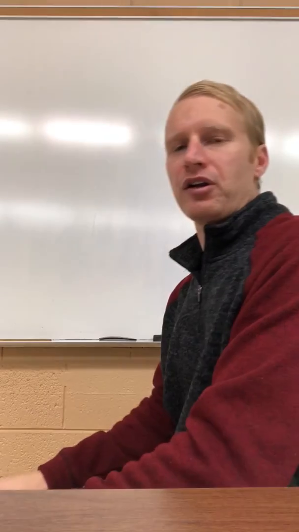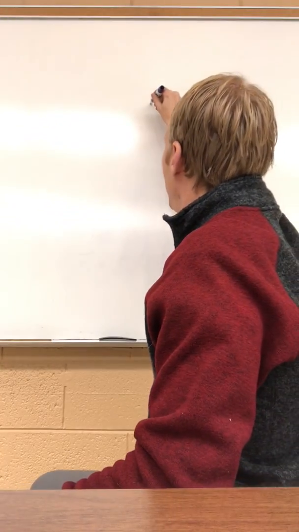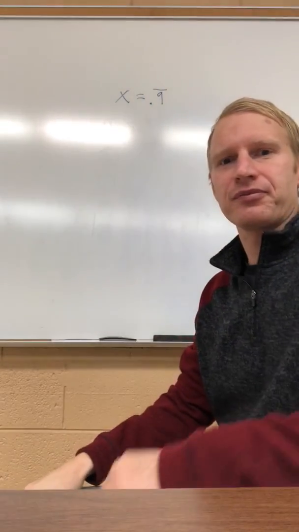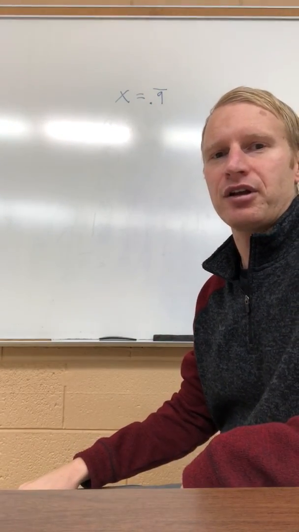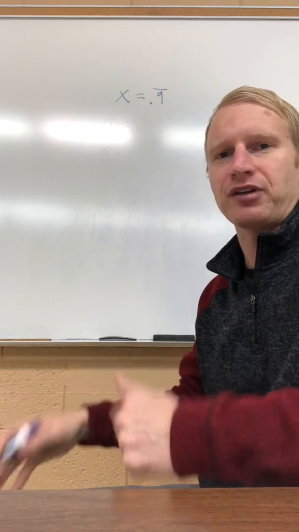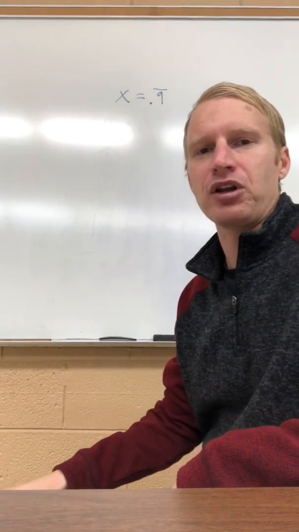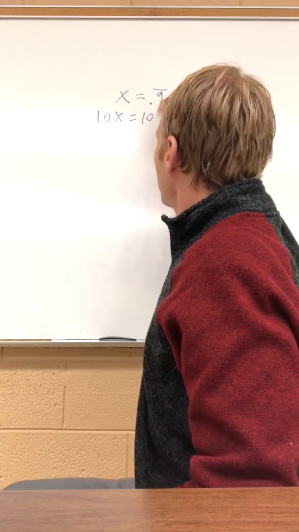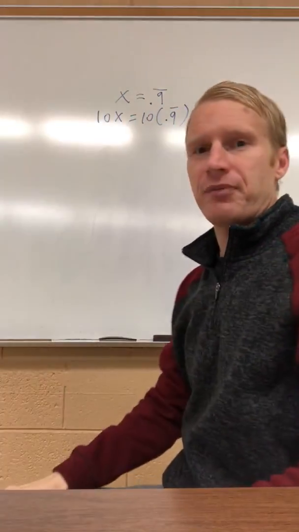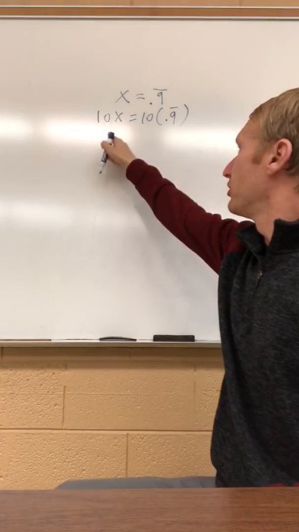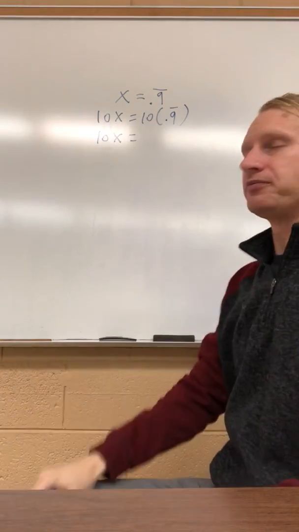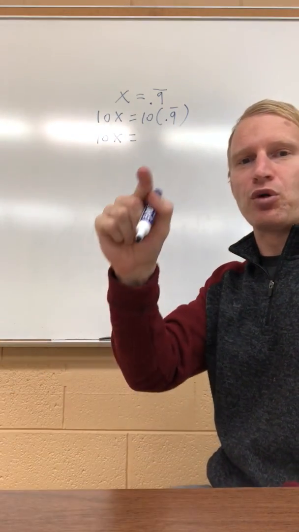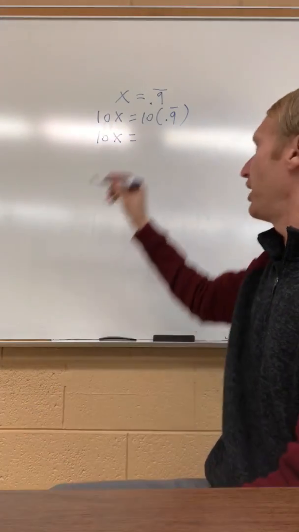So what we're going to do here is we're going to set 0.9 repeating equal to x. So 0.9 repeating is equal to x. And what I'm going to do is show you that x has to equal 1. So the first thing that we're going to do is multiply both sides by 10. Okay? So we have 10x is equal to, what is 10 times 0.9 repeating? Well, you just move the decimal place 1 to the right and you get 9.9 repeating.